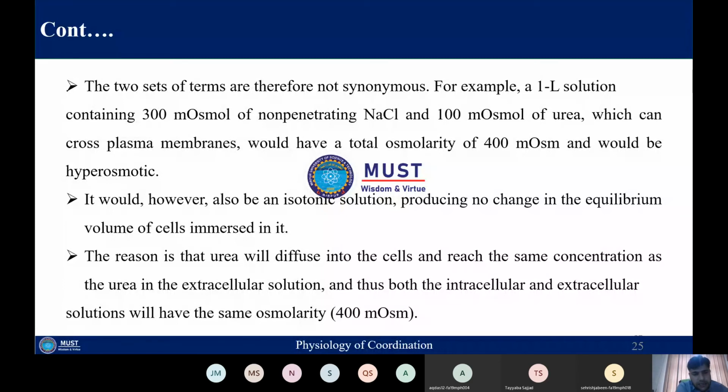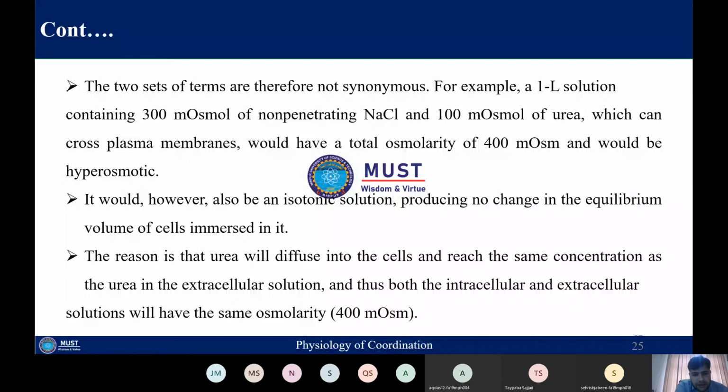This means in this case we are not taking into consideration the permeability of the membrane. The membrane is permeable to the urea, while it is impermeable to sodium chloride. So in this case, this will be called hyperosmotic, and there will be 400 milliosmolar. This will be the concentration of the osmolarity.